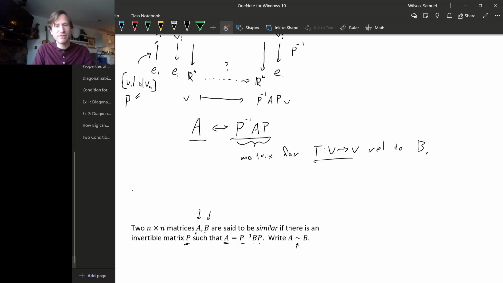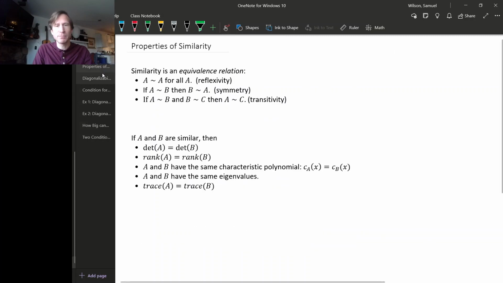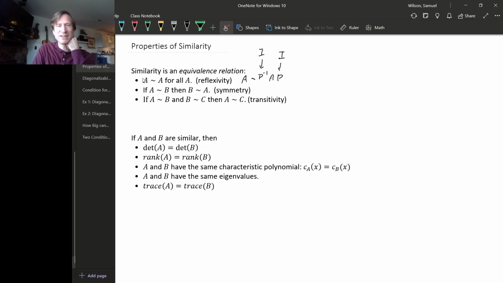Let's look at some properties of this similarity relationship. One thing that's fairly clear is that any matrix is similar to itself. What we're looking for is a matrix P so that A is equal to P inverse A P, and yes, the identity matrix will work. So any matrix is similar to itself. This property is called being reflexive, so this is the reflexivity of the similarity relationship.